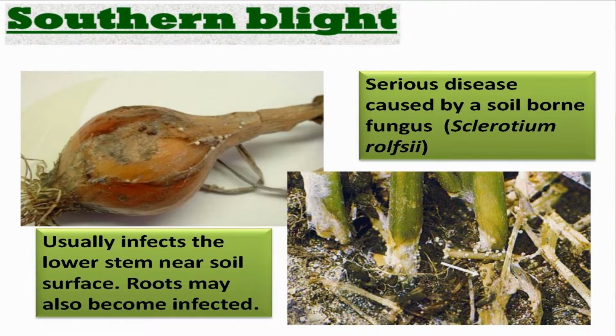This is southern blight. Not sure how much people would have seen this, but you can see it's aesthetic on the outside of the thing. You can see the spores there. You can see it here also. It's a serious disease caused by a soil-borne fungus, Sclerotium rolfsii, and usually affects the lower stem near the soil surface. The roots can become infected also. Once the roots are infected, no plant. Once the stems are infected, no plant, no bulb. Loss of money.